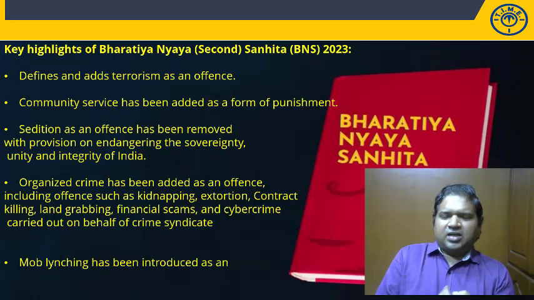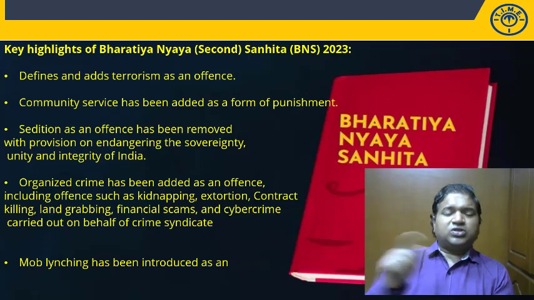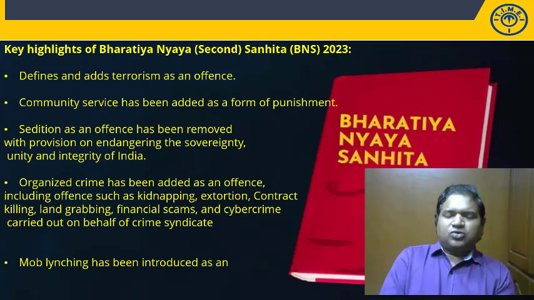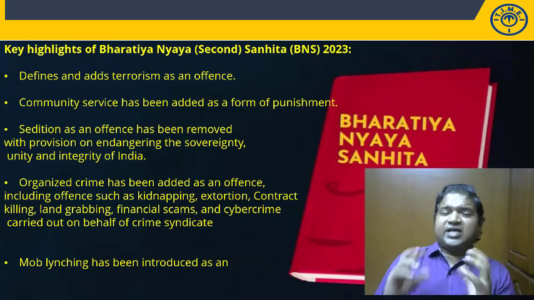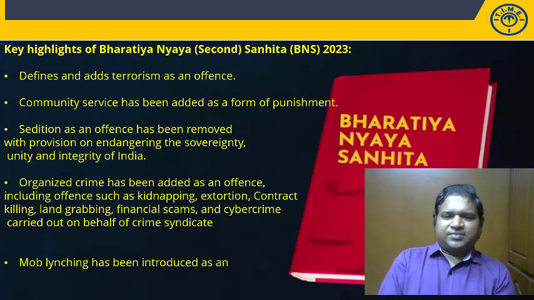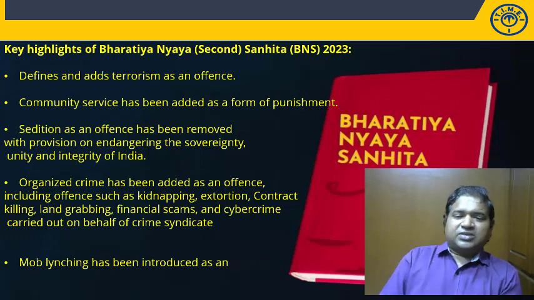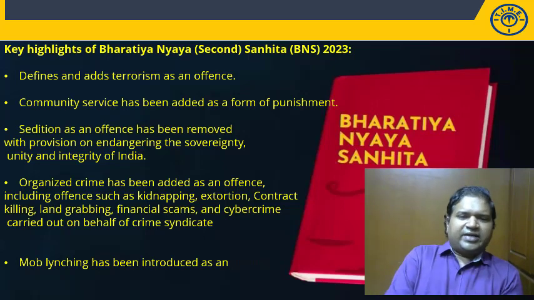What is mob lynching? Now we have a proper definition. Now we have a proper offense called mob lynching. And if you have been following the previous year CLAT papers, in CLAT 2020, there was a question on mob lynching. So mob lynching has been introduced as an offense. Organized crime has been added as an offense. That includes offenses such as kidnapping, extortion, contract killing, land grabbing, financial scams, and cyber crime carried on behalf of a cyber syndicate. All these are new things that have been added.